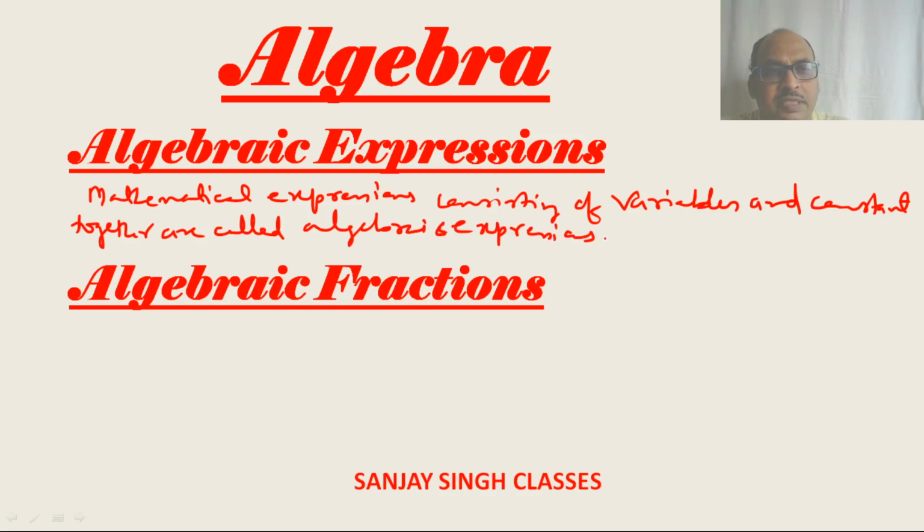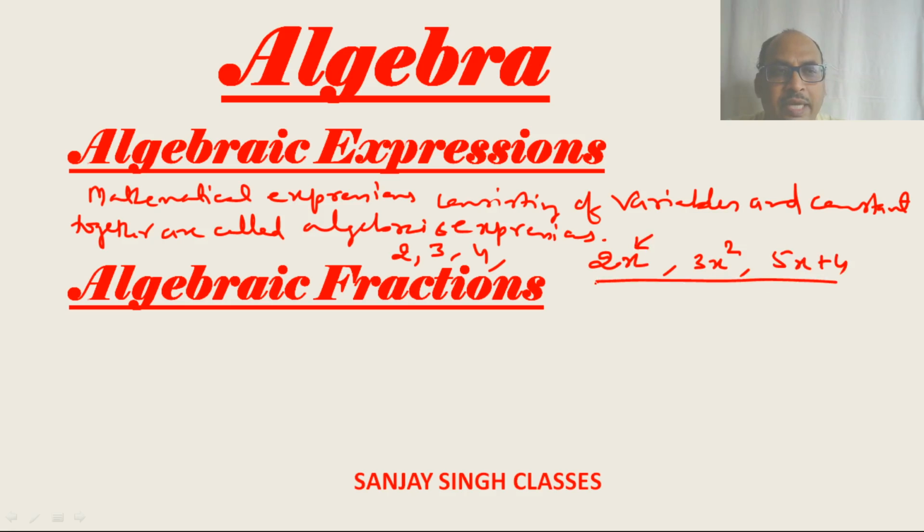So this type of expression does not contain only numbers like 2, 3 or 4. These numbers are only called constants. But when the expression is in the form of 2x, or 3x square, or 5x plus 4, these expressions consist of a variable x along with a constant, which in this case is called the coefficient. So the coefficient of x is 2, the coefficient of x square is 3.